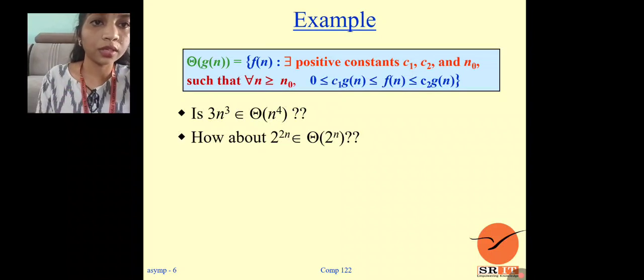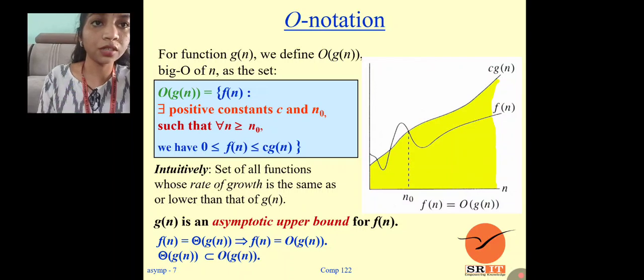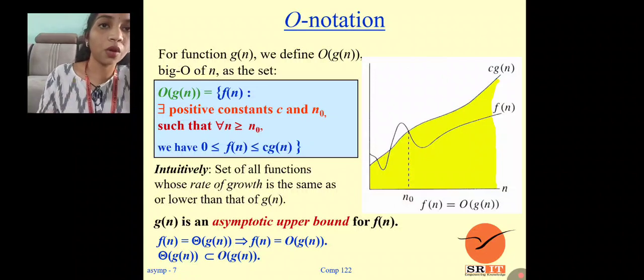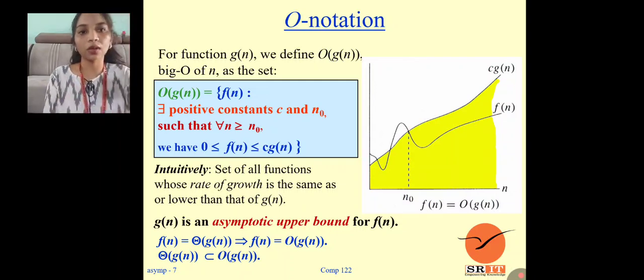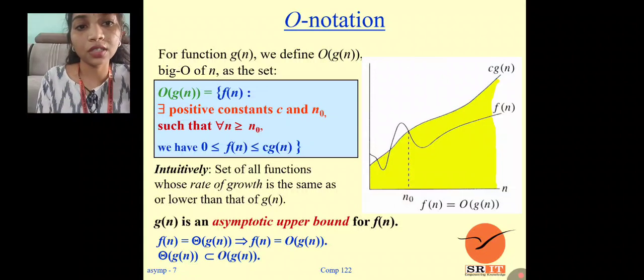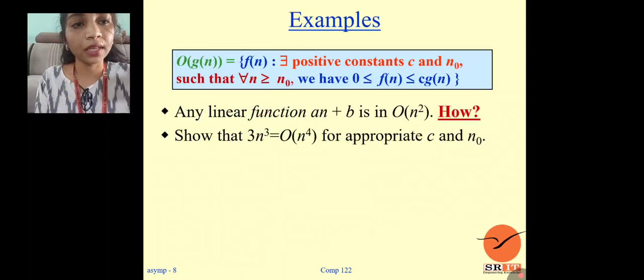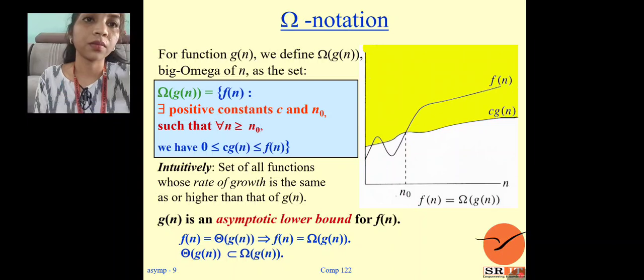is how about 2 power 2n. O notation: for a function g of n, we define big O of g of n as a set. Intuitively, it is the set of all functions whose rate of growth is the same or lower than that of g of n. g of n is an asymptotic upper bound for f of n. Example: any linear function an plus b is in O of n square. Show that 3n cube is O of n power 4 for appropriate c and n naught.